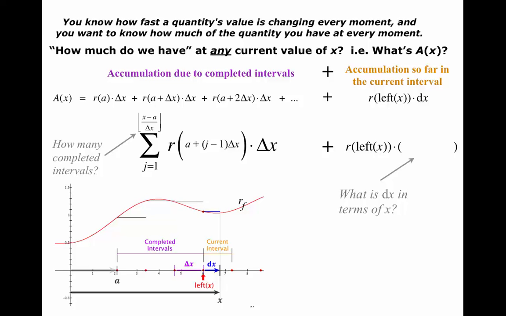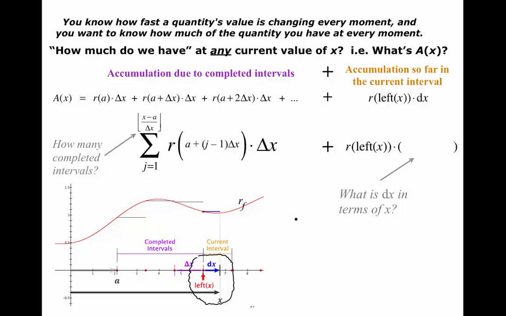So I want you to put your attention down here. You can figure it out right here. What is the value of dx in terms of x? Figure it out. It's all right here for you. So how would you rewrite that distance dx using the variable x? Where's Jackson? Did you get it? How would you express dx in terms of x?